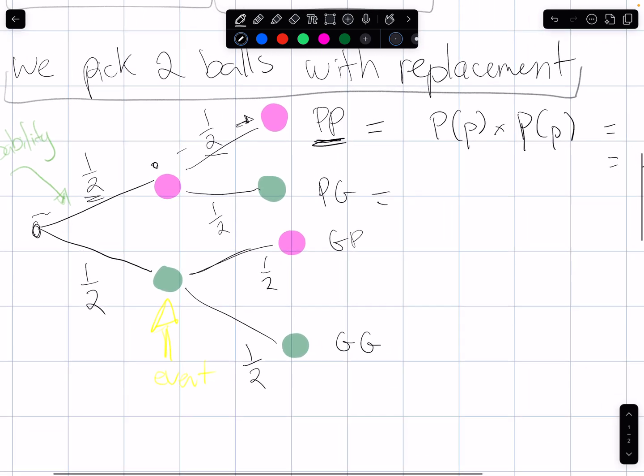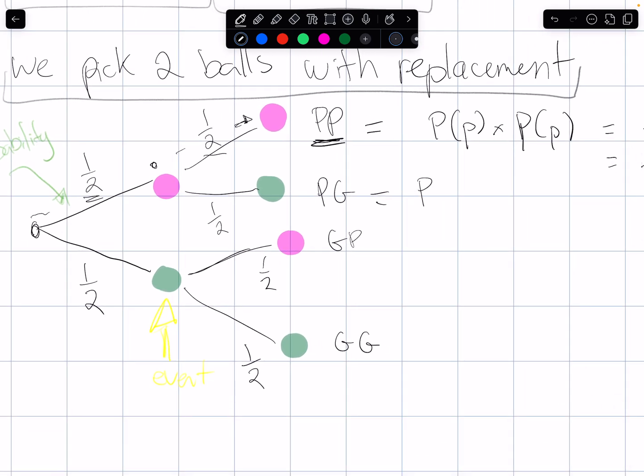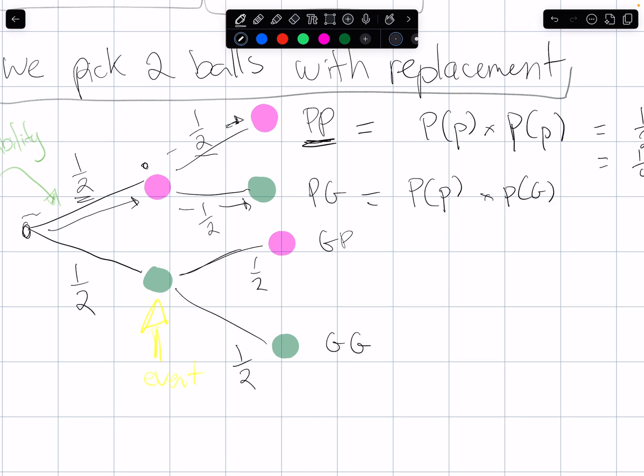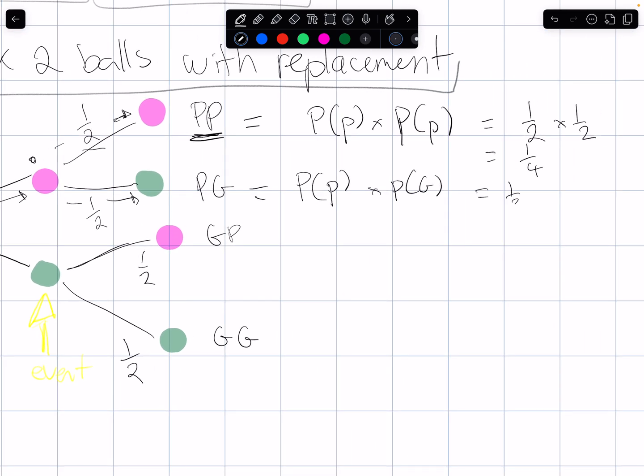Now, if I want to know what the probability of getting pink first and then green, so probably pink, go up, okay, I need a half, and now I'm going down here, which means I need another half. So I'll just quickly write this in. Is equal to a half times a half again, which is a quarter. Okay.